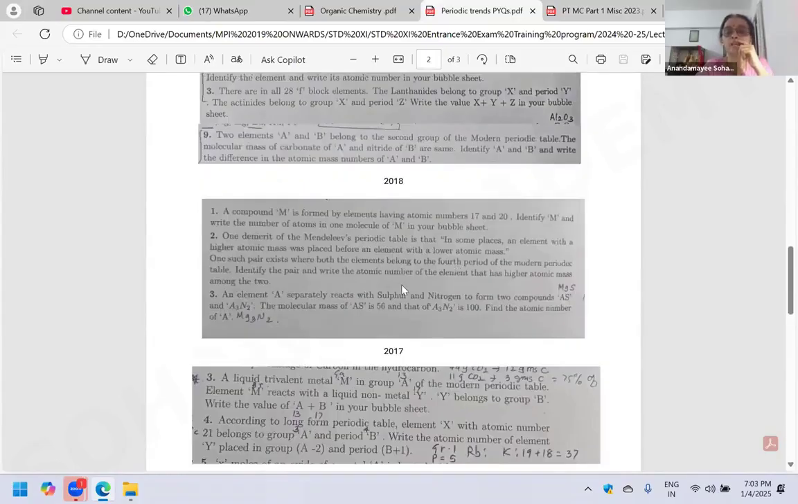Identify the pair and write the atomic number of the element that has the higher atomic mass among the two. Which has the higher atomic mass? Cobalt. So it had to fall after nickel, but Mendeleev put it before nickel. Is it clear now? Yes, ma'am.